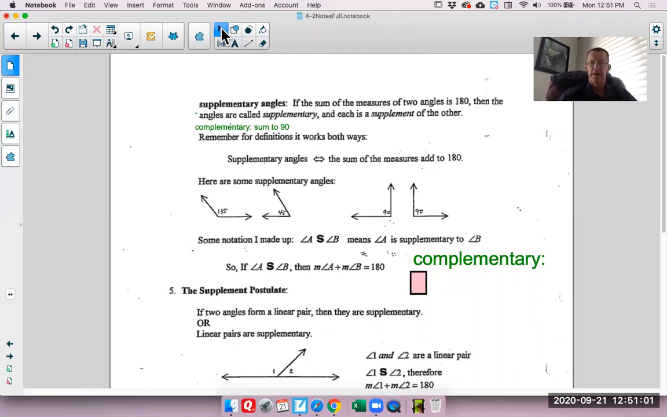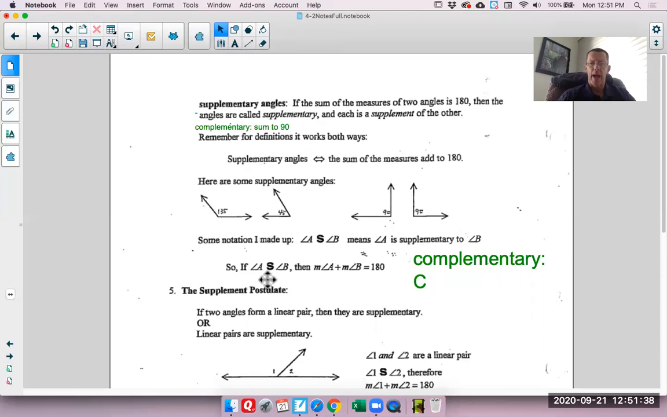All right, lovely. So supplementary angles, definition: the sum of the measures of two angles adds up to 180. And by the way, if you know that the sum of the measures of two angles adds up to 180, then those angles are supplementary angles. So it works both ways. Here's some examples. Here's some notation that I made up. Rather than writing out supplementary, especially when you're doing proofs, just use a big capital S. And a big capital C for complementary, right?